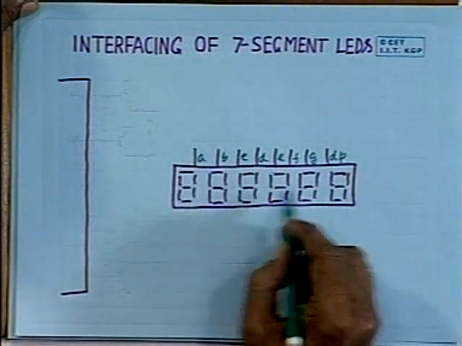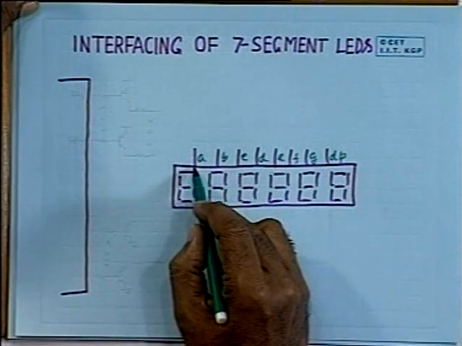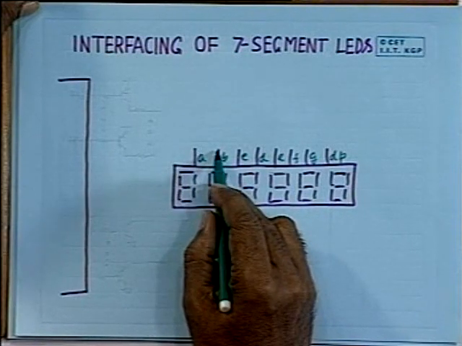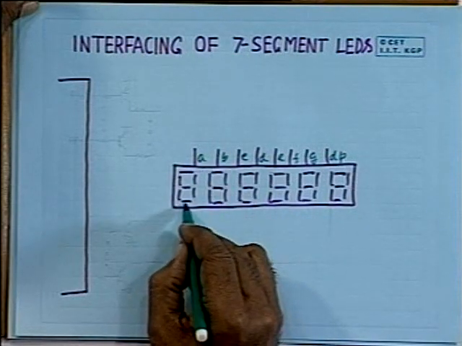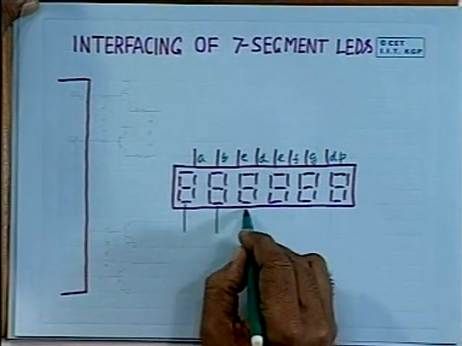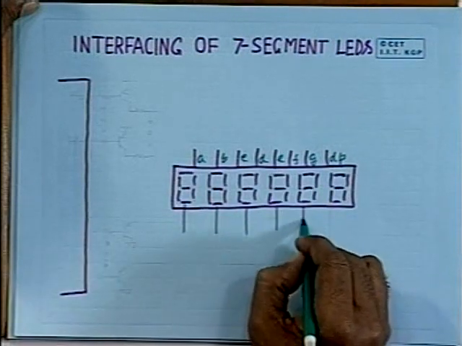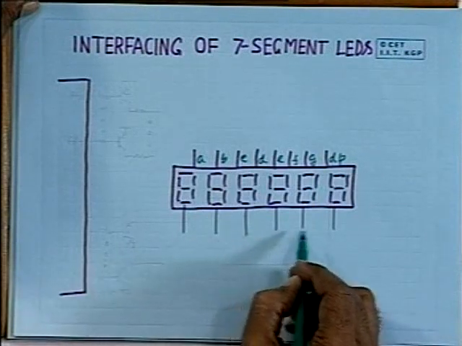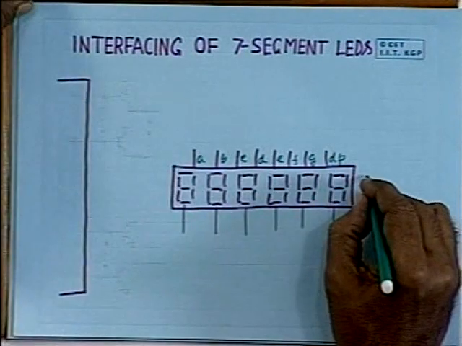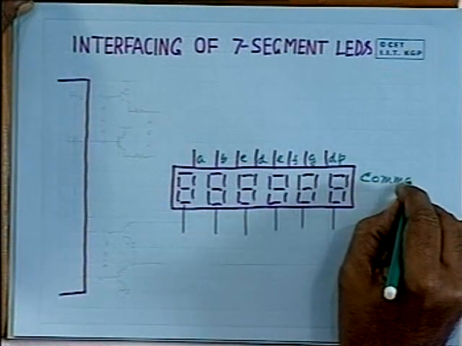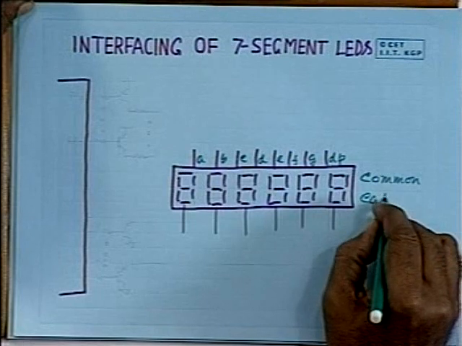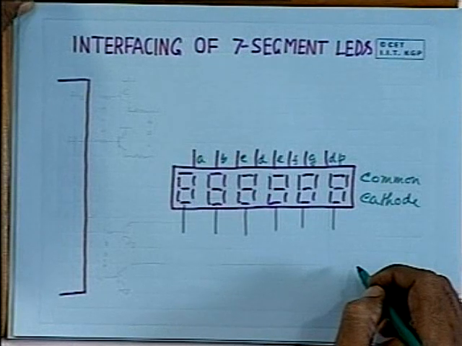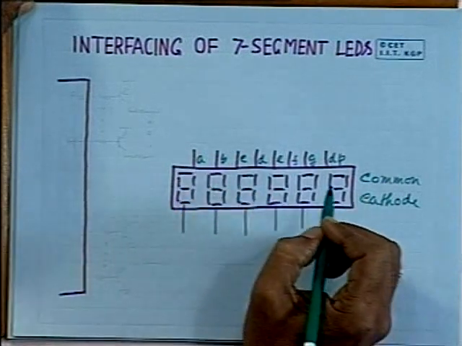For all these digits, all these light emitting diodes, all the A's are tied together and available as a single line. All the B's are tied together and available as a single line, and these are the common cathodes of each of these digits. So for 6 digits you will get 6 common cathodes. So here we have used common cathode type. Obviously the circuit will be different if the LEDs are of common anode type. Now what we do, we make the interconnection like this.